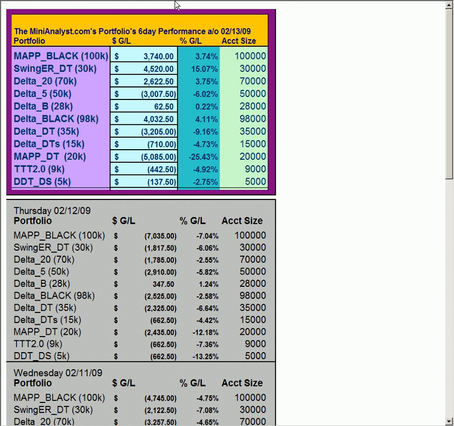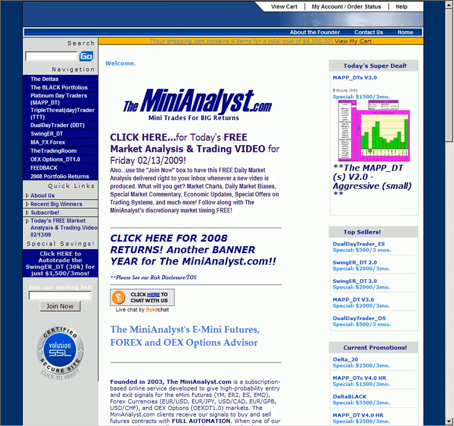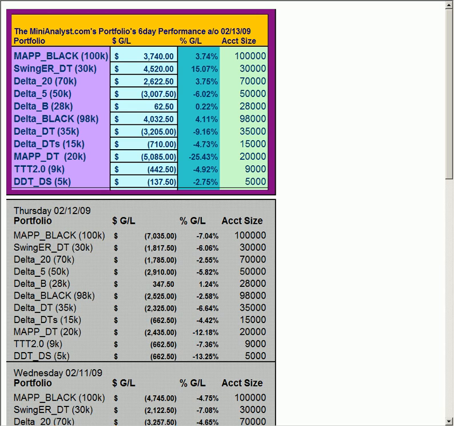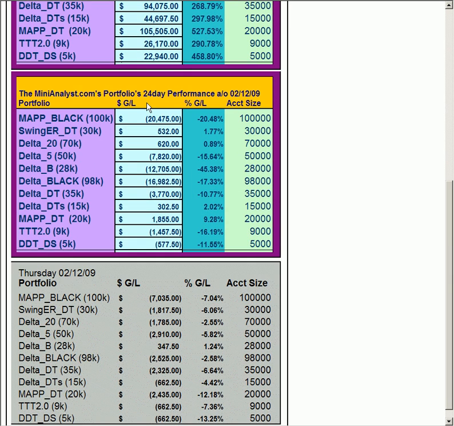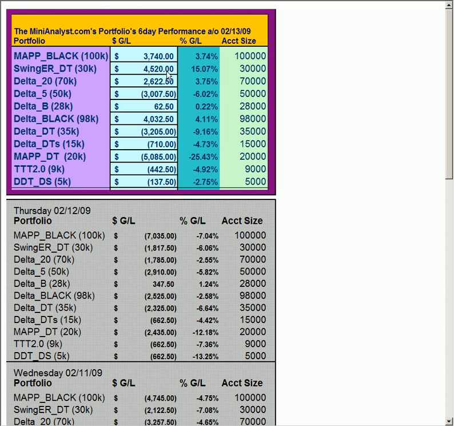But over the last 6 days, actually, let's look at the last 20 days. I thought we had that. I guess we don't. Actually, we have it right here. So there we go, last 24 days. The heaviest loss was in the Delta B, so that would be a great opportunity to get involved with that. From a relative standpoint, the Swinger DT looks like it's been performing pretty well, up 15% over the last 6 days, so has been outperforming.